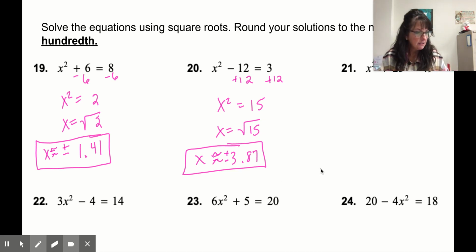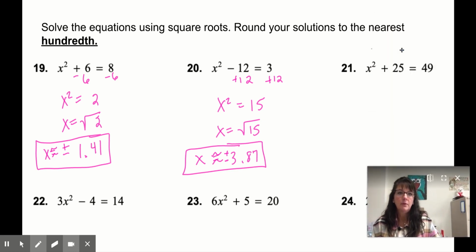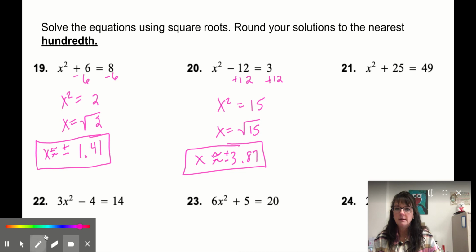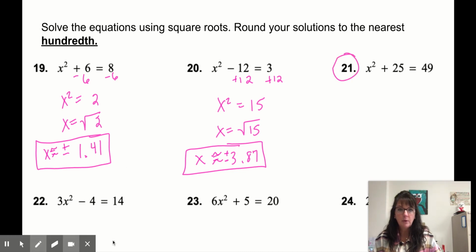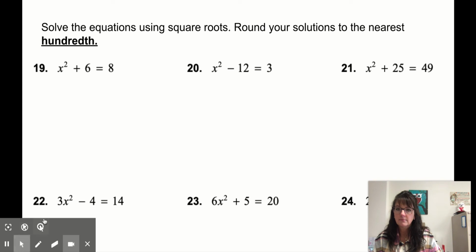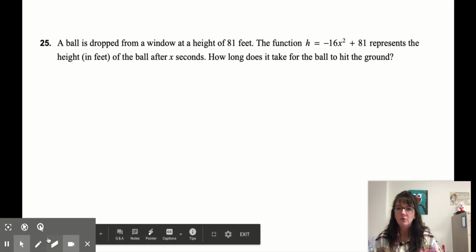Let me go quick. All right, I'll let you do number 21, okay? And then we'll do the final problem, which is going to be a word problem.